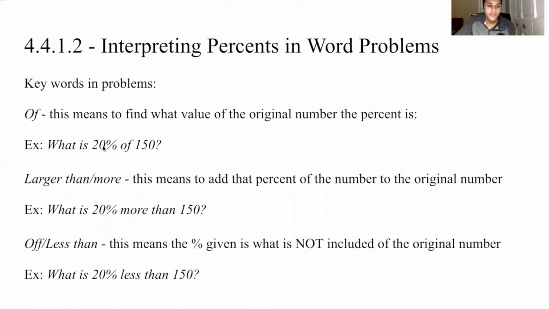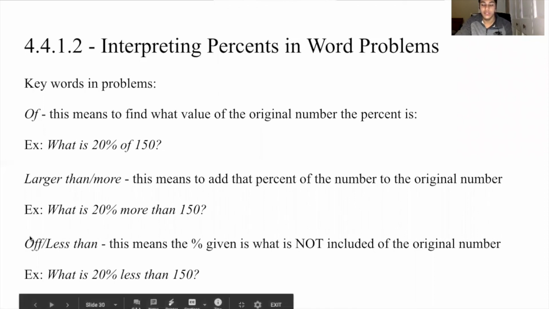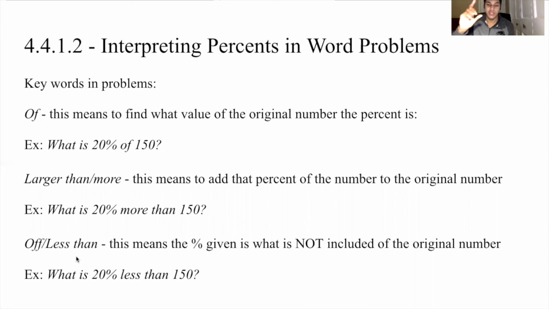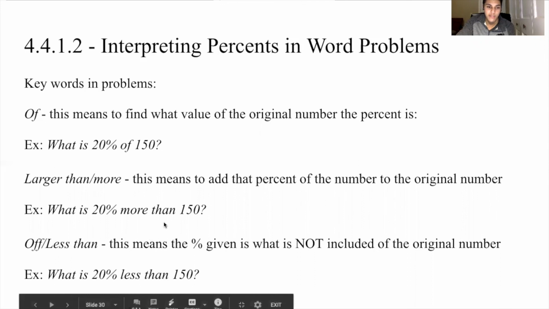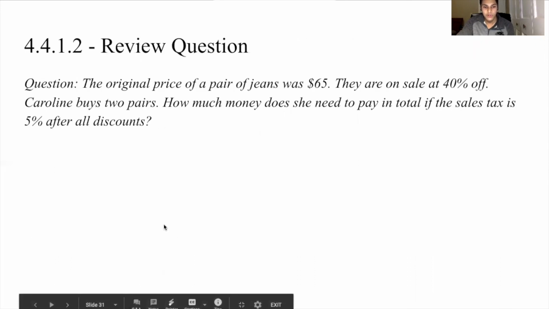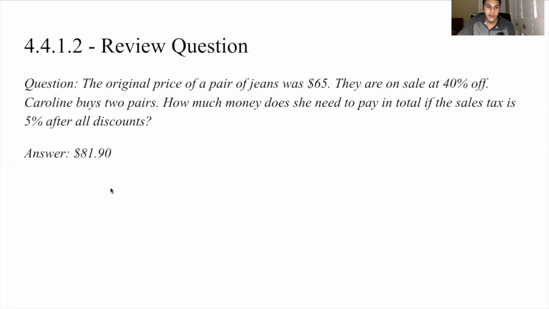And then off is used in terms of discounts, but then the word less than means you find what percent of the number you actually have. So if it's 40% off, then you'd have 60% of a number, and then you find 60% of a number, or whatever percent of the number you have. Then for the review question, we found that Caroline would have to pay $81.90.